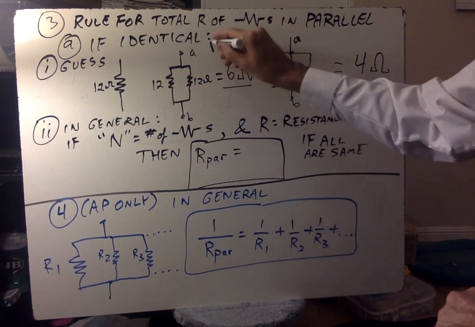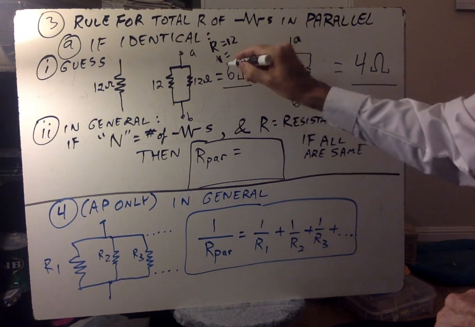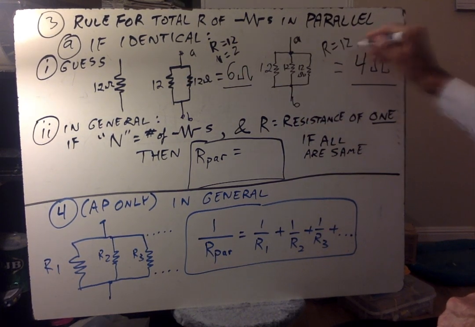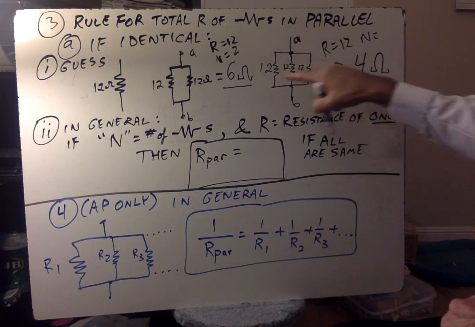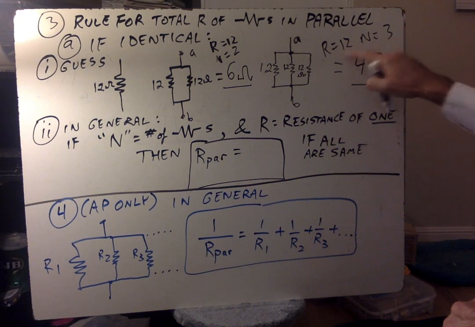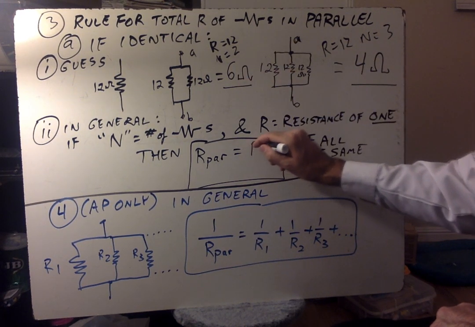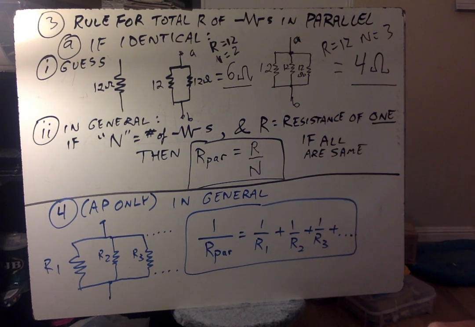In this one, R equals 12, N equals what? How many resistors are there? 2. And in this one, R equals 12 again. R is the resistance of just one of them. N equals how many are there? 3. So what do you do with 12 and 3 to get 4? What do you do with 12 and 2 to get 6? The answer is you take the resistance of one of them and you divide by how many there are. That's usually something you can do in your head.